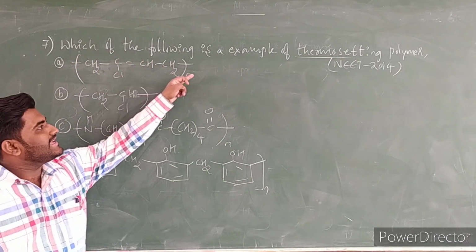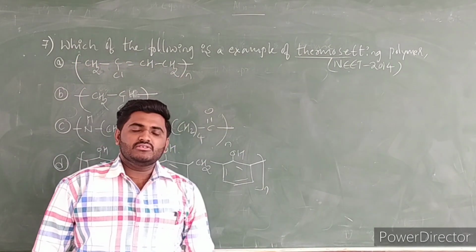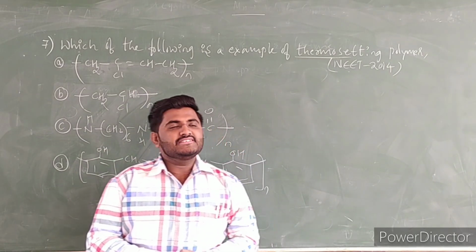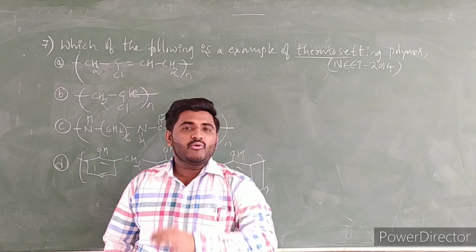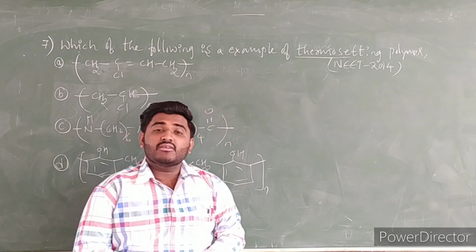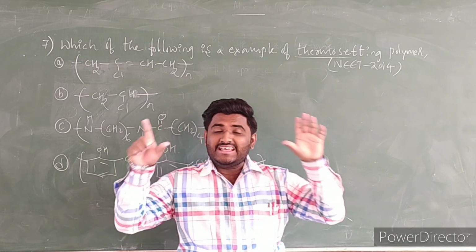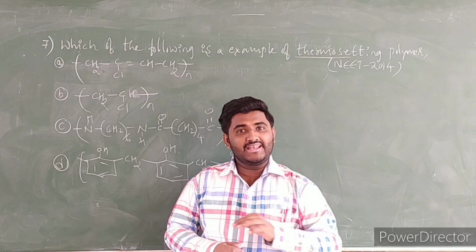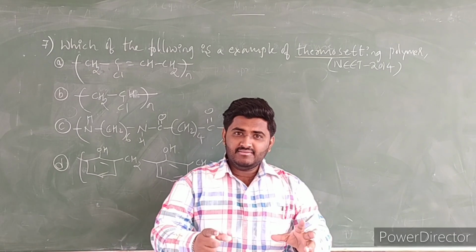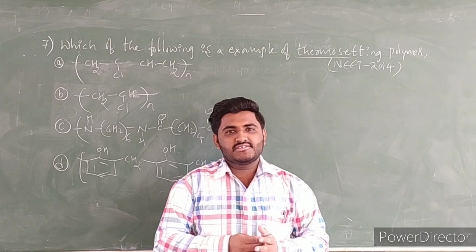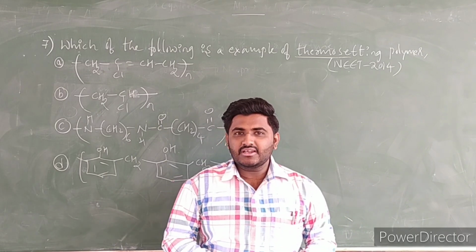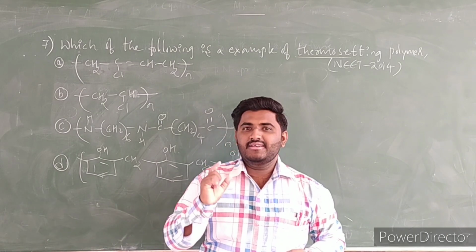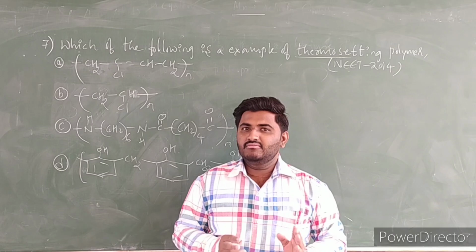Which of the following is an example of thermosetting polymer? This question was asked in NEET 2014. And see guys, they are asking thermosetting polymer. What is thermosetting polymer? Thermosetting polymer is cross-linked polymer. Once you given a shape to that, further reuse or recyclable cannot be possible. When you heat it again, it break down into small pieces because of high cross-linking. Correct or not? So they will not again recyclable or reusable once you heat. Once you given a shape to that, it will remain as it is.